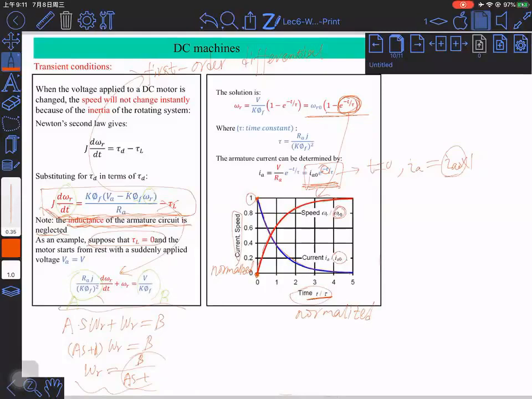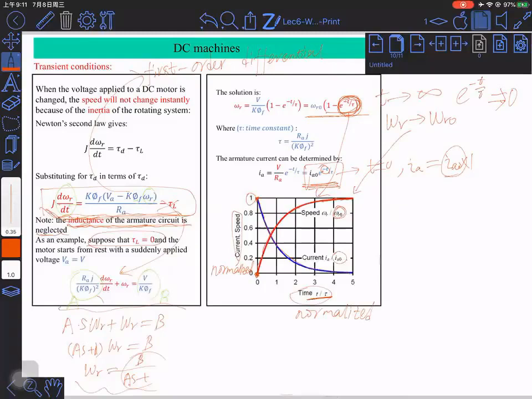What does this mean? When the time approaches infinity, what is e to the minus t over tau? It approaches 0. If it approaches 0, one subtracting a variable which is nearly 0 gives us that omega r approaches omega r0. That's the rated speed. So it infinitely approaches the rated, or we say nominal, speed.